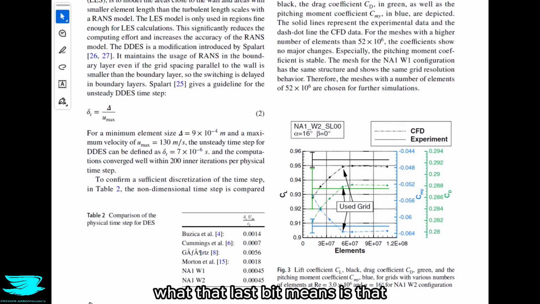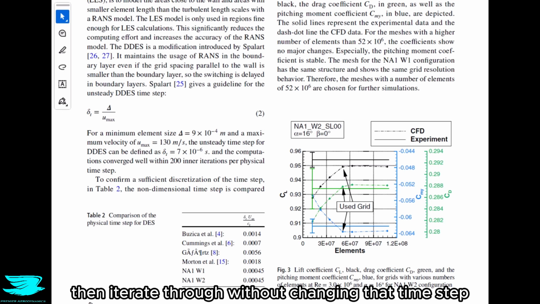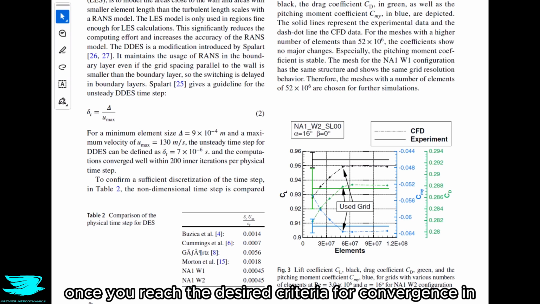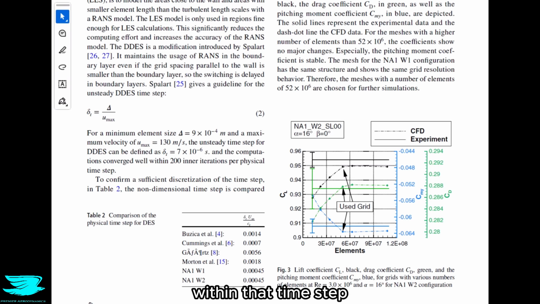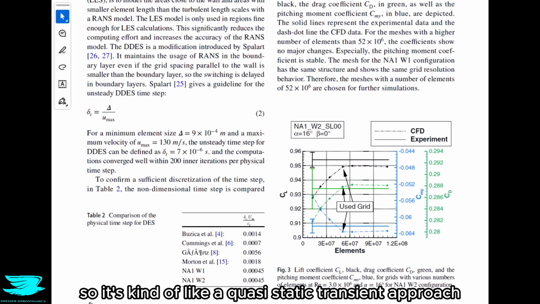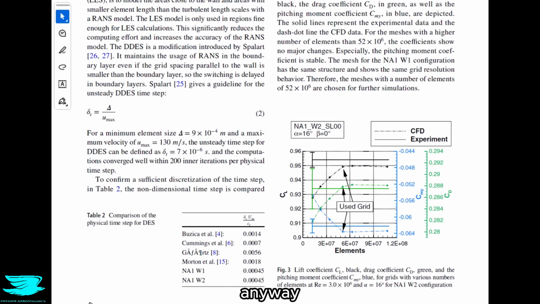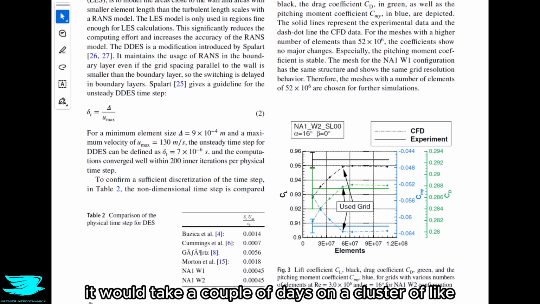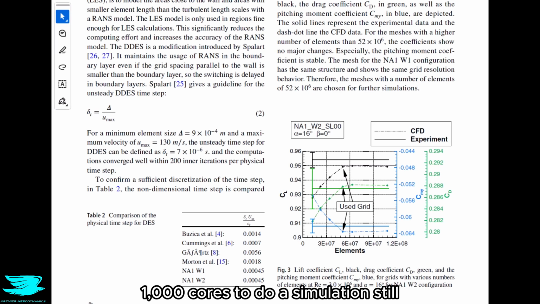Now, what that last bit means is that as you iterate through the time steps, at each time step you halt, then iterate without changing that time step, and once you reach the desired criteria for convergence within that time step, you then stop the inner iterations, jump to the next time step, and do the same thing. So it's kind of like a quasi-static transient approach, which is pretty much how you do transient simulations anyway. So at 110 million cells, it would take a couple of days on a cluster of like 1000 cores to do a simulation still, so that's quite a lot.